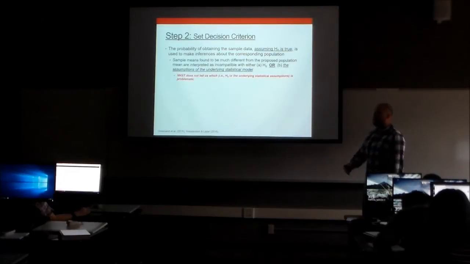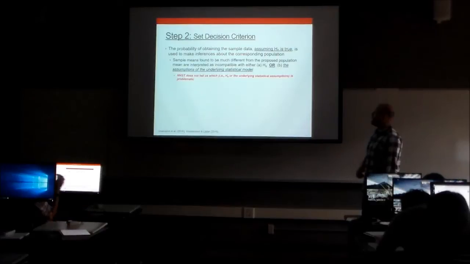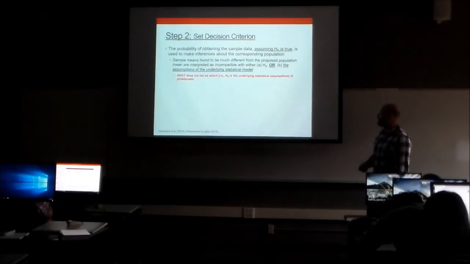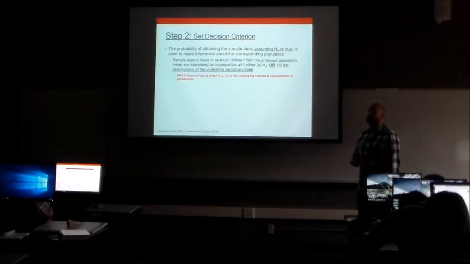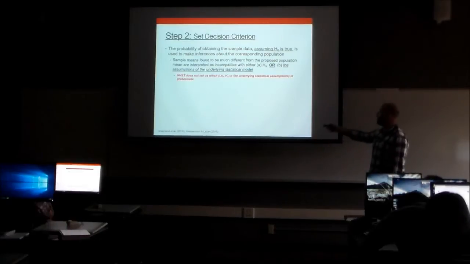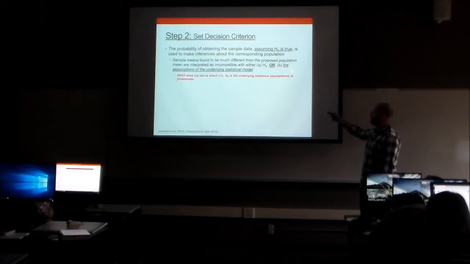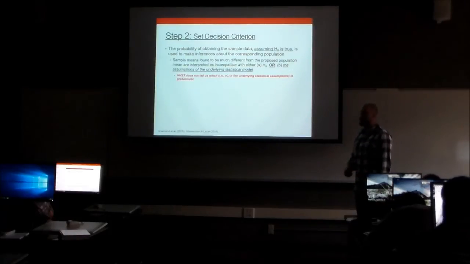So what we do is we set that probability threshold, and if we find a sample mean to be much different from our proposed population mean, right? It's very, very unlikely that we would randomly select a sample with these characteristics, assuming the null hypothesis is true. We interpret these data as incompatible with either A, our null hypothesis, or B, the underlying assumptions of our statistical model, right?